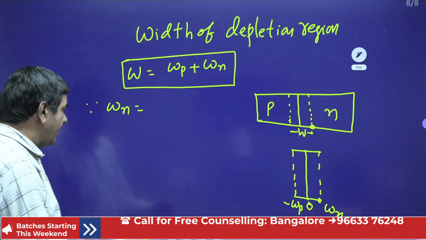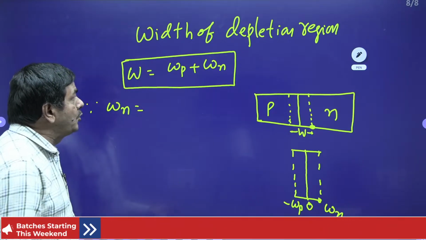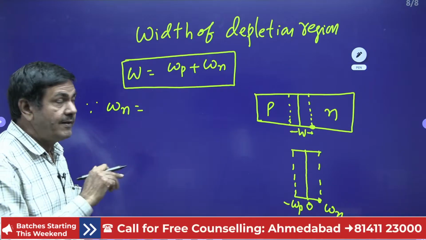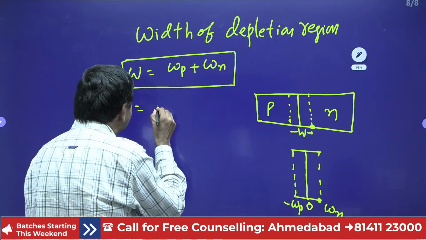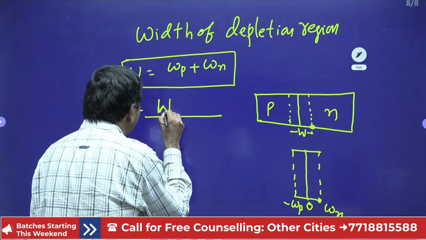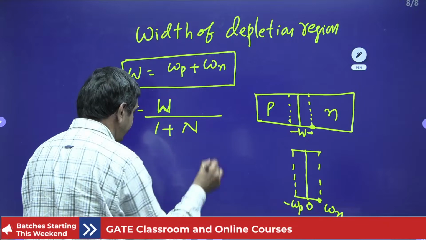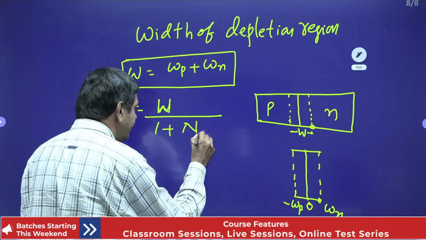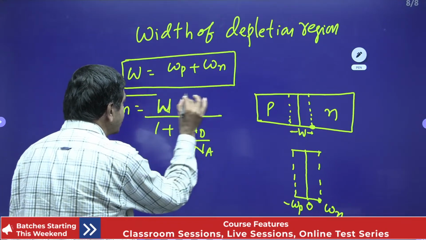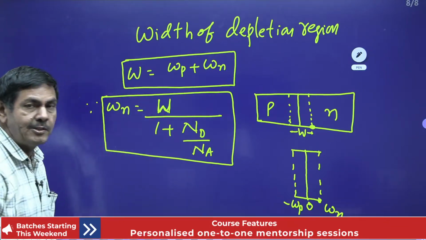Wn can be calculated by total, but I will give. Suppose in the problem W is given, Wp is required, Wn is required. Whenever W is given, we can take W by 1 plus Nd by NA. That is donor concentration by acceptor concentration. By using this formula also we can find Wn.